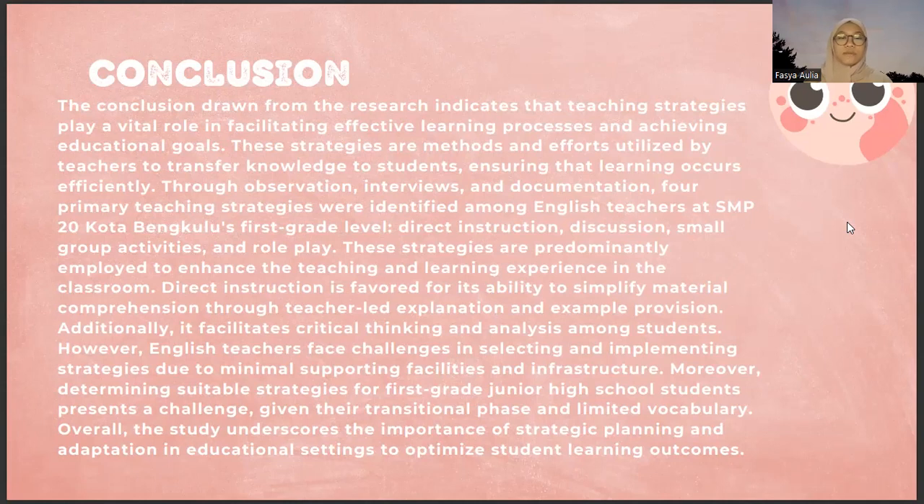However, English teachers face challenges in selecting and implementing strategies due to minimal supporting facilities and infrastructure. Moreover, determining suitable strategies for first grade junior high school students presents a challenge, given their transitional pace and limited vocabulary. Overall, the study underscores the importance of strategic planning and adaptation in educational settings to optimize student learning outcomes.